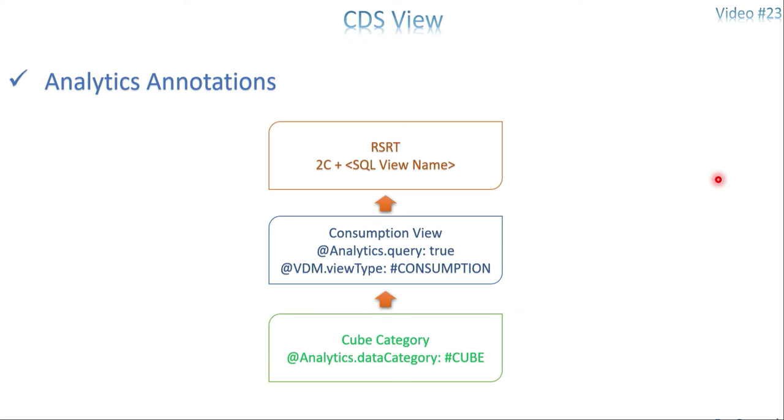Once I activate this CDS view, it is added to the particular table and is available for RSRT transactions. And there is a naming convention for your CDS view, like the RS in the RSRT transaction.